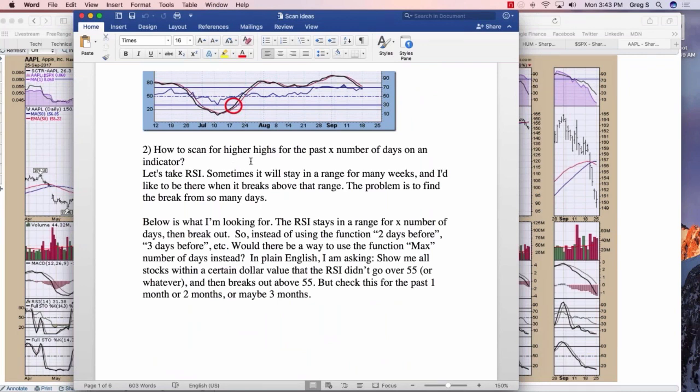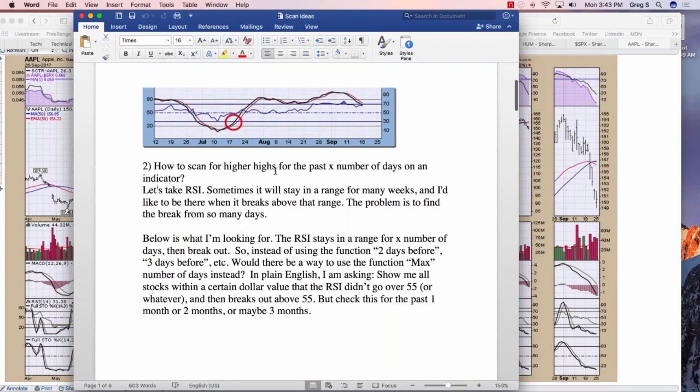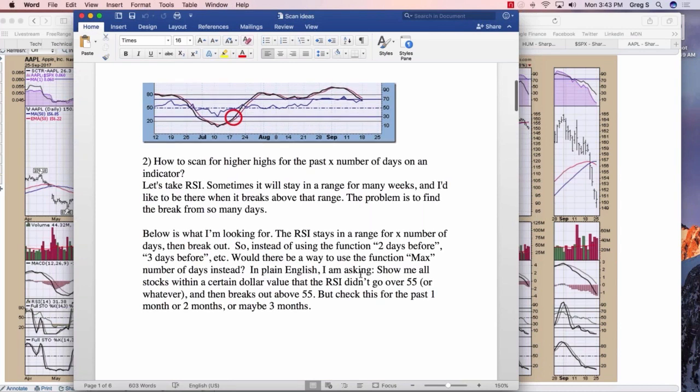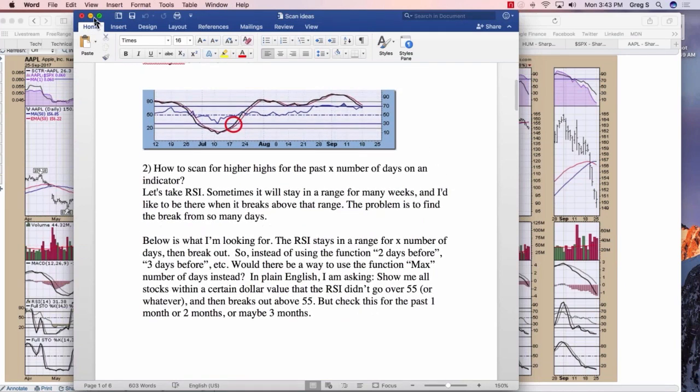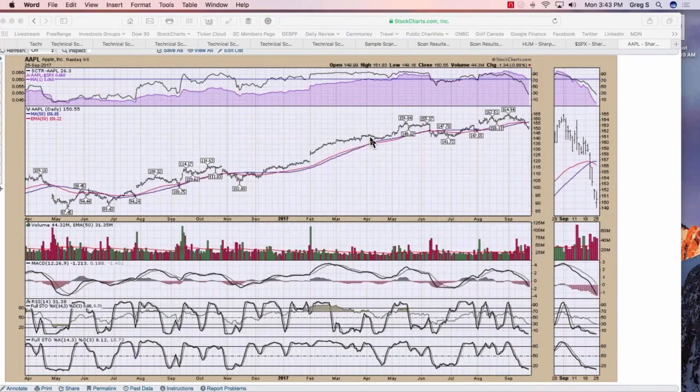And then the second thing was how to scan for higher highs for the past X number of days on an indicator. Let's take the RSI. So sometimes it will stay in a range for many weeks, and I'd like to be there when it breaks above that range. So the problem is to find the break from those days. And this is actually a very doable thing. So in plain English, I'm asking, show me all the stocks within a certain dollar value that the RSI does not go over 55 or whatever, and then breaks out above 55. But check this for the past 1 or 2 months or maybe 3 months. So this is a much more valuable tool, and that is possible.